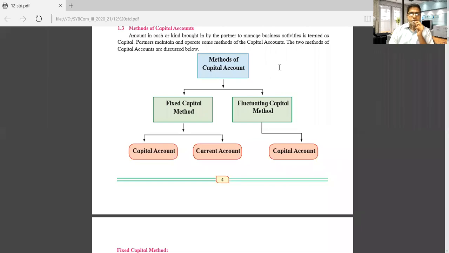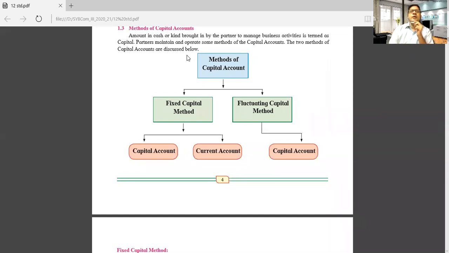So here, the amount of cash or kind brought in by the partner to manage business activities is termed as capital. The partners who brought the cash or the kind for business activity purposes, that is called capital. The partners maintain and operate some method of capital.